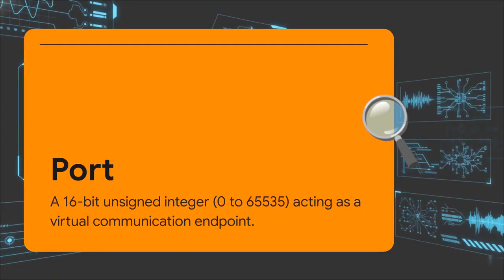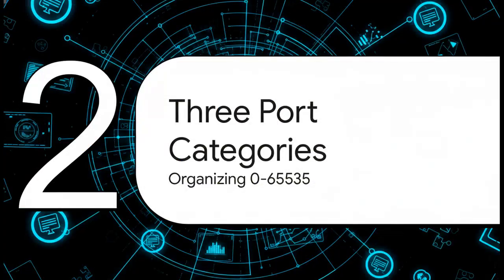Now, formally speaking, a port is a 16-bit unsigned integer. That might sound a little complex, but it really just means there's a strict mathematical limit to them. The range goes from exactly 0 all the way up to 65,535. They act as virtual communication endpoints for network services, things like web servers, email servers, and DNS servers. Without these numerical endpoints directing traffic, your system literally wouldn't know if incoming data was meant for your web browser or your email client.